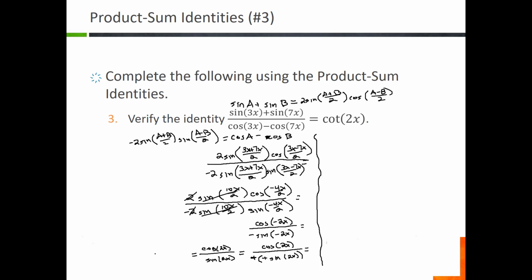And we know that cosine over sine is cotangent, so this turns out to be the cotangent of 2x, and that is what we were trying to show to begin with. That's what the right side of our identity was. So we were able to use our sum to product identities. We used two of them, and then we reduced some stuff and used our even odd identities to show that the sine of 3x plus the sine of 7x divided by the cosine of 3x minus the cosine of 7x is actually equal to the cotangent of 2x.